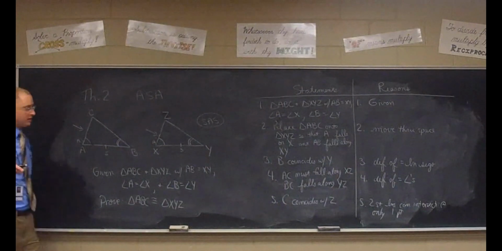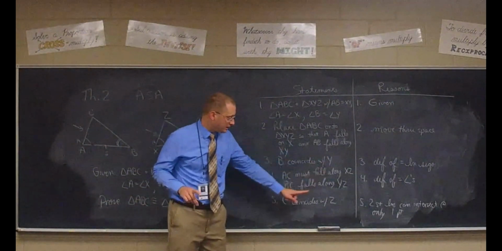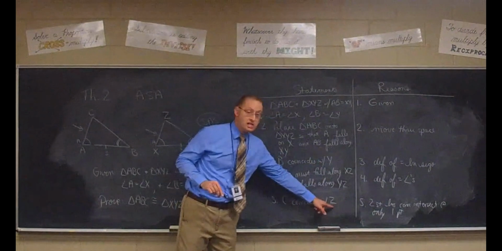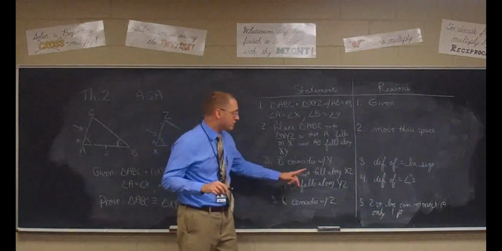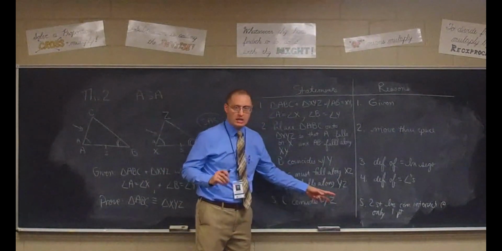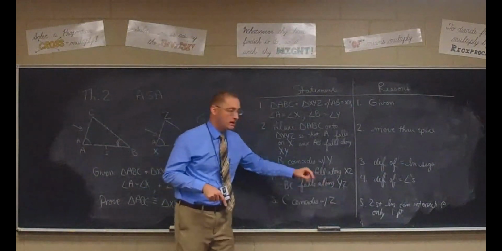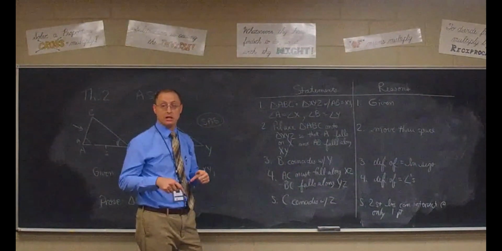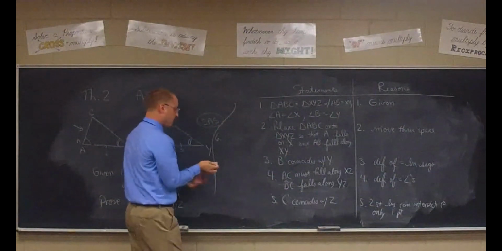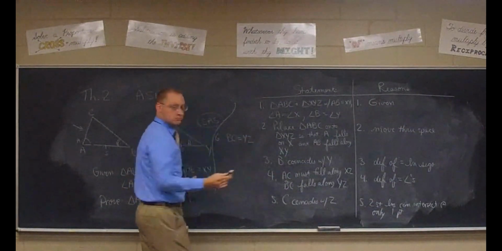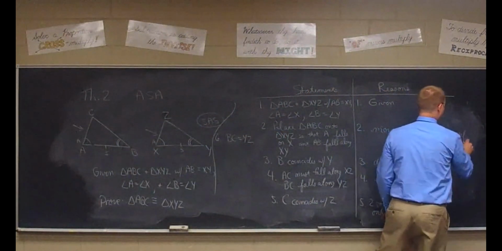Now what that means, B coincides with Y. C coincides with Z. The endpoints of BC coincide with the endpoints of YZ. If line segments' endpoints can be made to coincide, then the line segments must be equal. So therefore, number 6, I'm going to write it off to the side here, BC must equal YZ. BC equals YZ, based on the definition of equal line segments.